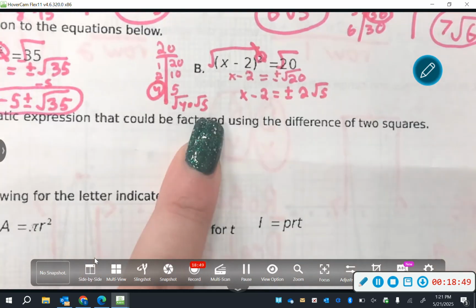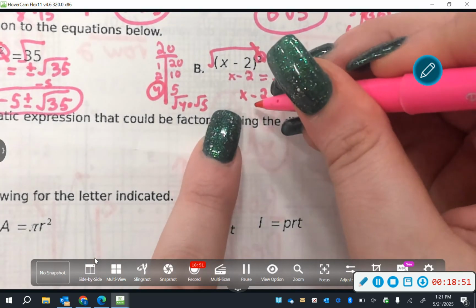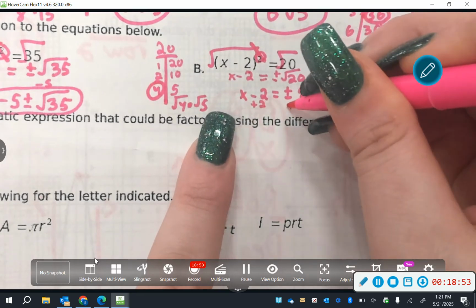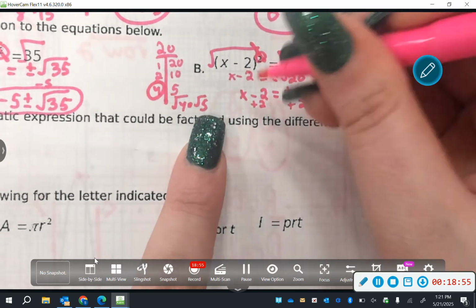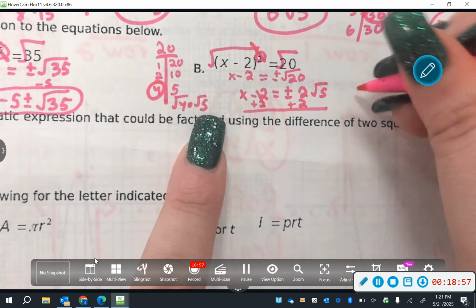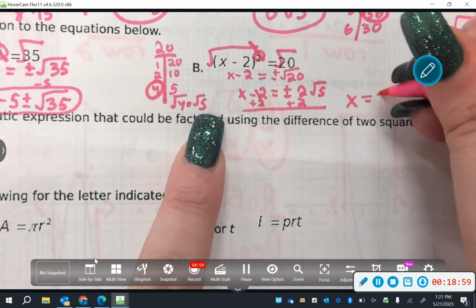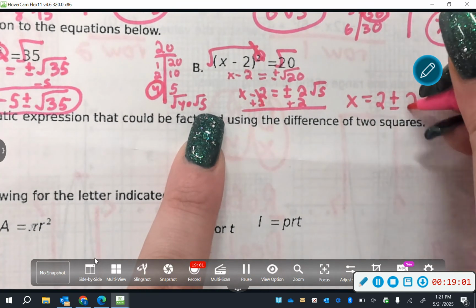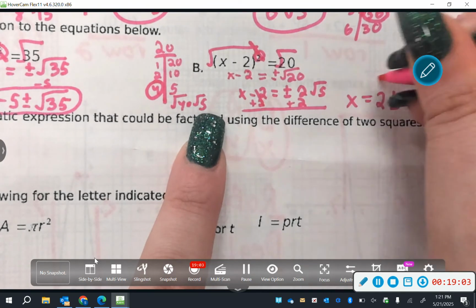Now we can work on getting x by itself. The opposite of minus 2 is plus 2 to both sides. So we're left with x equals 2 plus or minus 2 square root of 5.